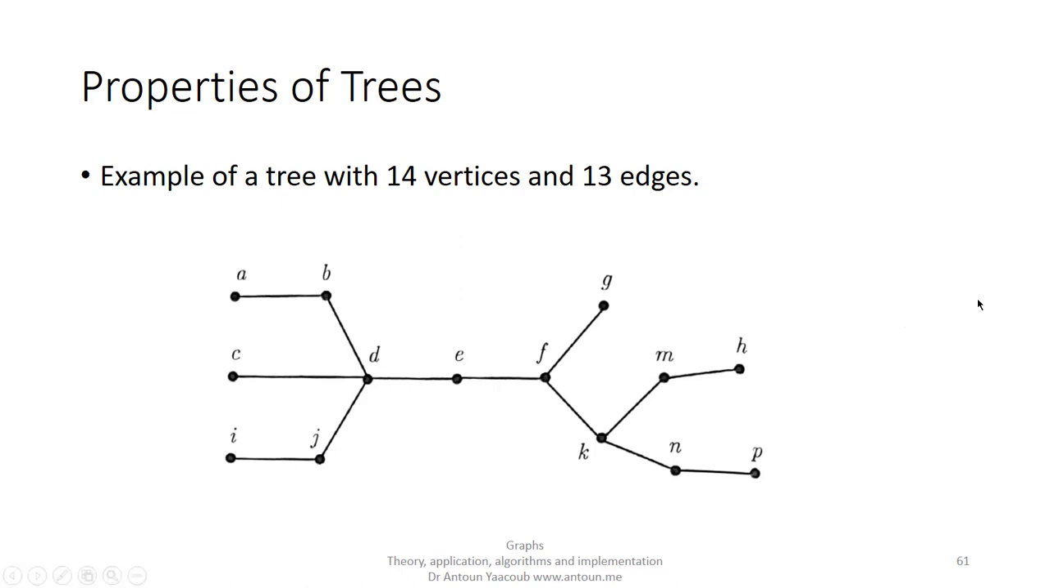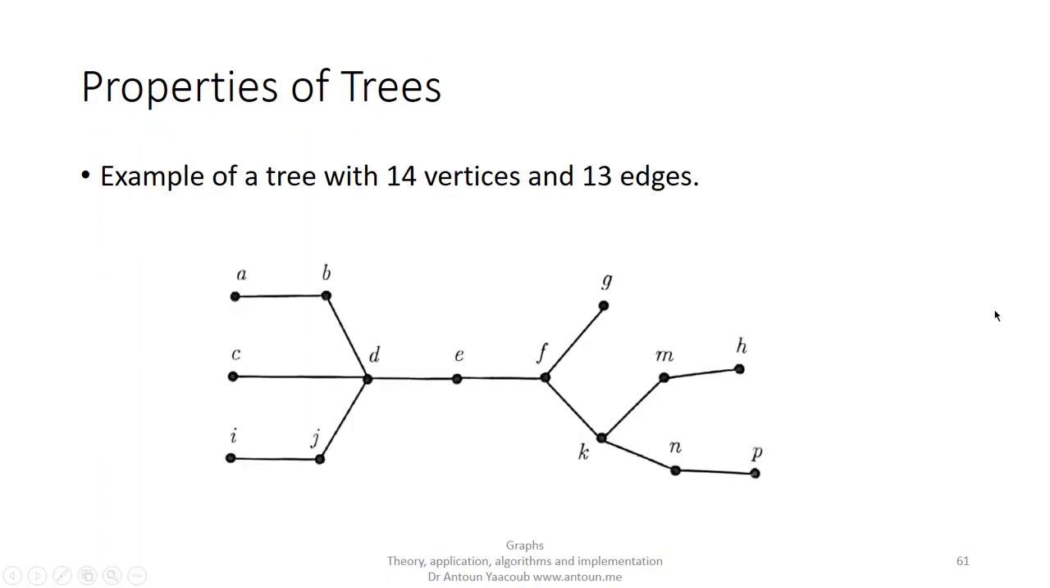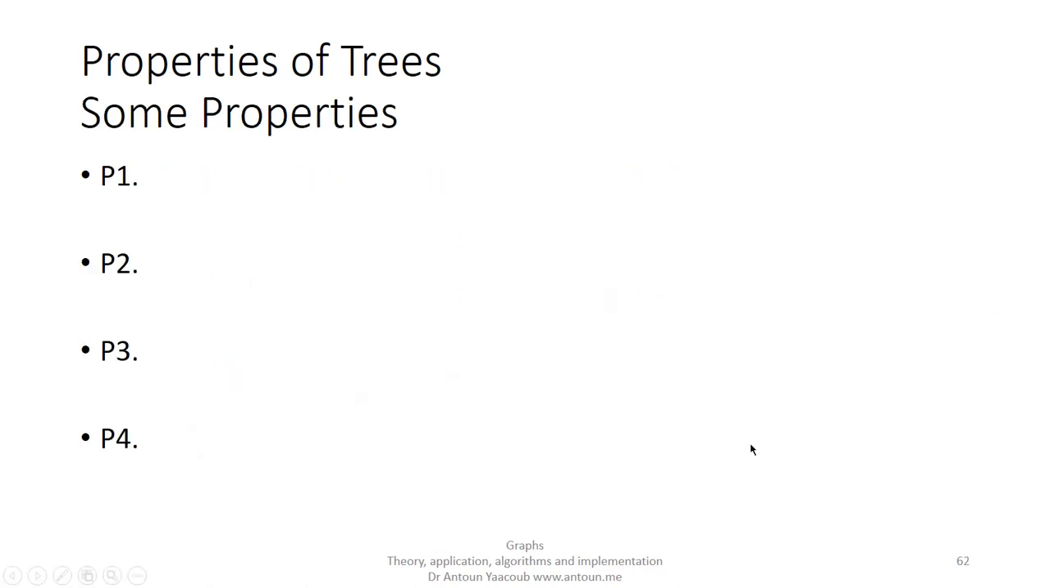So we have four properties about trees that are very important. We say that every non-trivial tree has at least 2 end vertices, except K1, obviously. So any tree has at least 2 vertices of degree 1, so at least 2 end vertices.